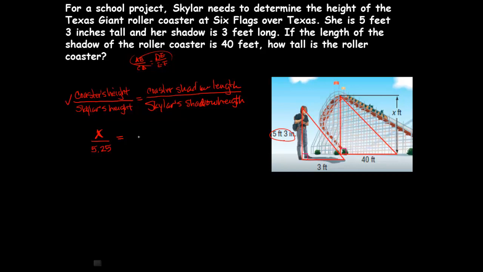And then I'm going to set that up to equal the length of the coaster shadow, which she probably measured right here and knew that length. And then I'm going to put that over the length of Skyler's shadow, which is that number right there. Then you're going to cross multiply. So I'm going to have 3x, and then 5.25 times 40 is going to give me 210. And then you divide both sides by 3, and you get x equals 70.